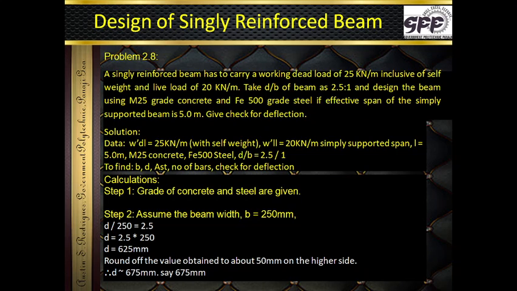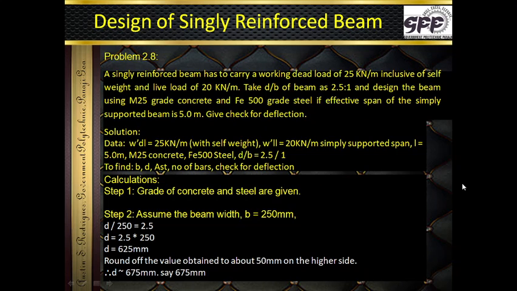And now we are starting with a new problem on the design of singly reinforced beam. The singly reinforced beam has been given to us, which we need to design, and the working dead load is 25 kilonewton per meter inclusive of self weight. This is the parameter which has been given.